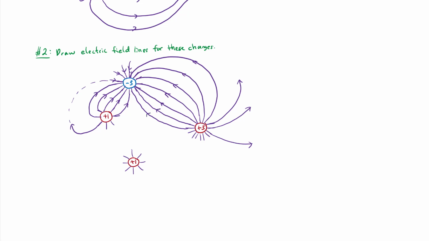Okay, so we've completed all of the lines that go into -3. Now we have to move on to the +1 at the bottom that we've completely neglected for now. And that +1 charge at the bottom is going to be repelled from both of the positive charges to its left and right.